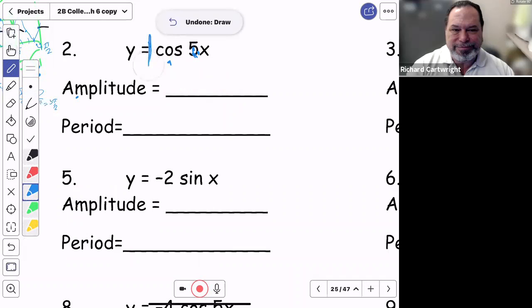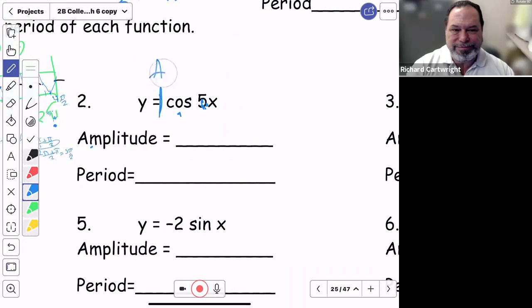This is my amplitude right here. There's my amplitude. That's my B. That tells me there's 5 pictures embedded into 0 to 2 pi. So my amplitude is absolute value 1, which is 1. My period, my tau, is 2 pi divided by 5.